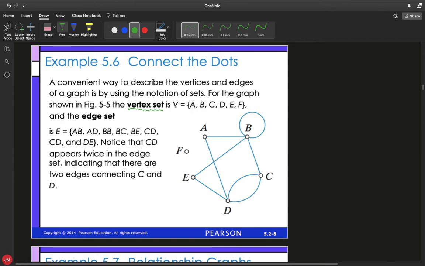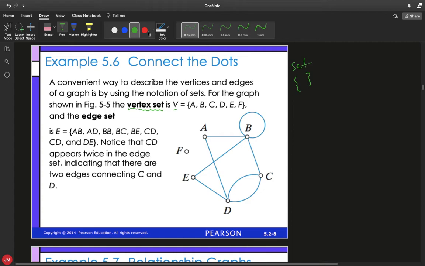When we list those off, we use V to say the vertex set, and then we use these curled brackets to list them off. So anytime we talk about a set, we will always have those curled brackets. It's our set notation, so make sure to use those when you're writing those out on the homework.